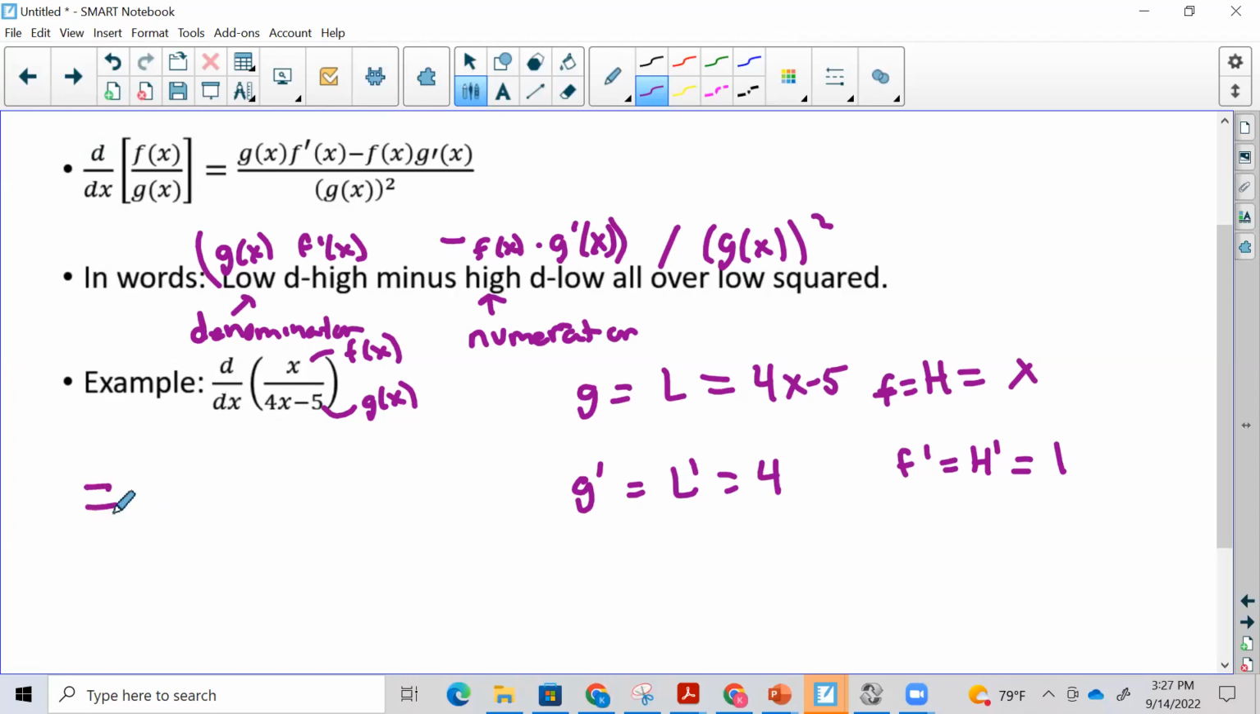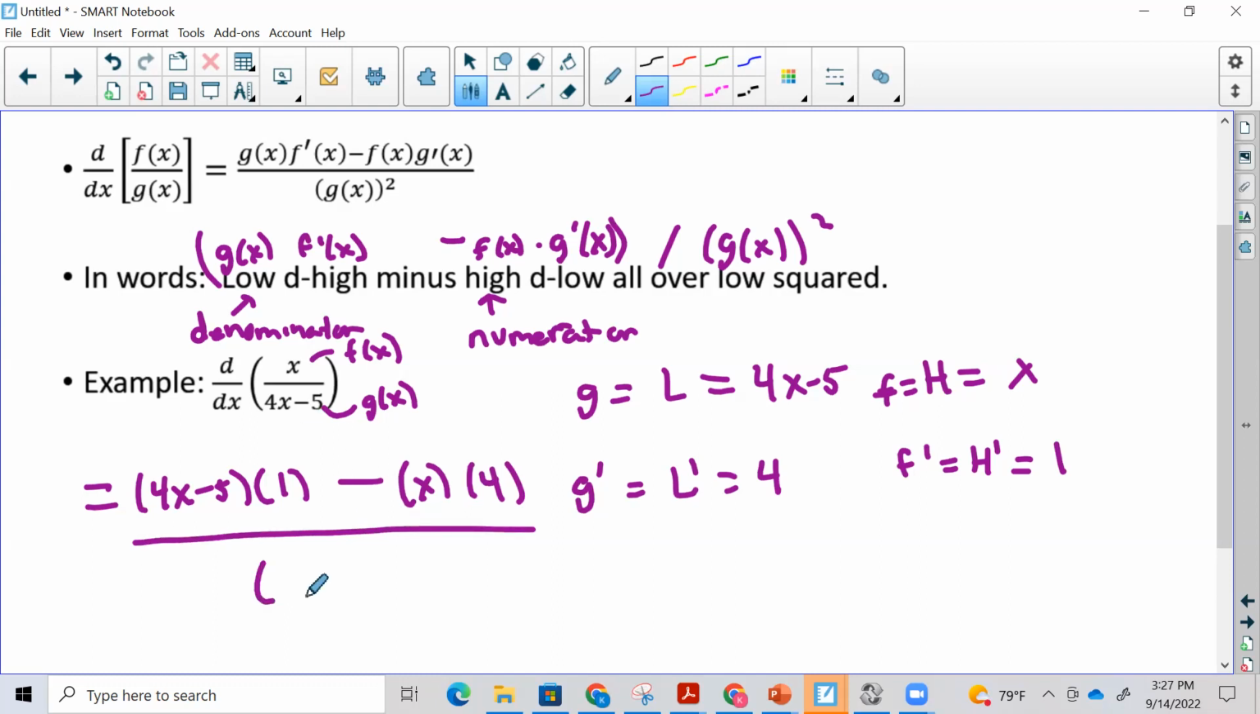So this is equal to the low, which is 4x minus 5, times the derivative of the high, or derivative of f for the top. And then it's minus, right? And that's key. Don't forget that it's minus the top, or high, or f, which is x, times the derivative of the bottom, which is 4. And then it's all over the bottom function, which is 4x minus 5, or the low function, squared. So that is the quotient rule.